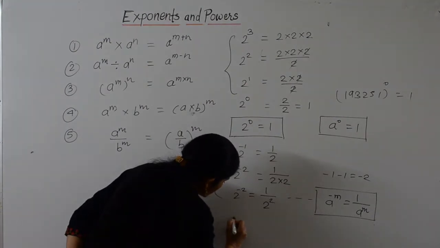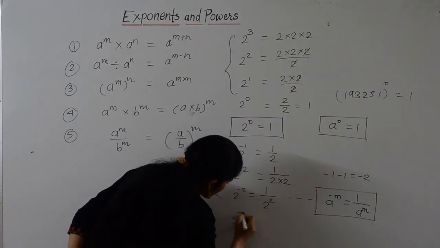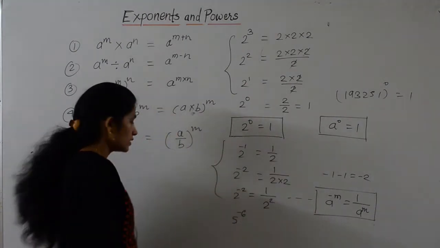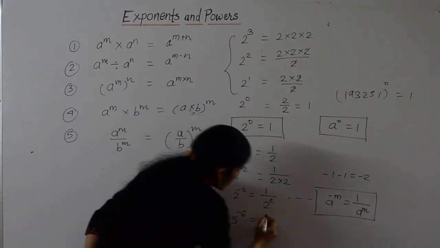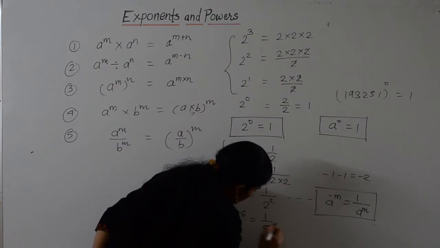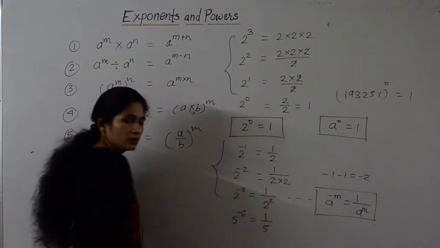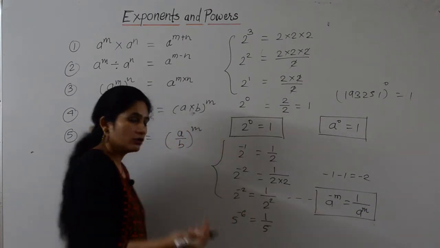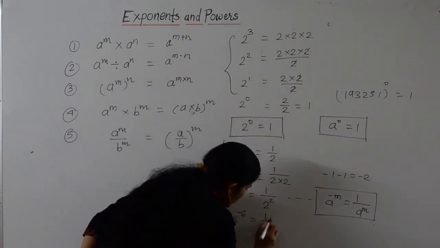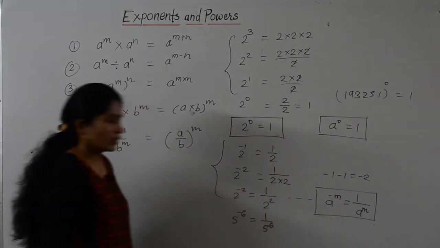Suppose we have 5 raised to power minus 6. Then how can we write this? By using this law, we have to take the reciprocal of 5. Reciprocal of 5 is 1 by 5, meaning you have to write this 5 in the denominator, and this negative power will turn into positive power. You can write 1 by 5 raised to the power 6.